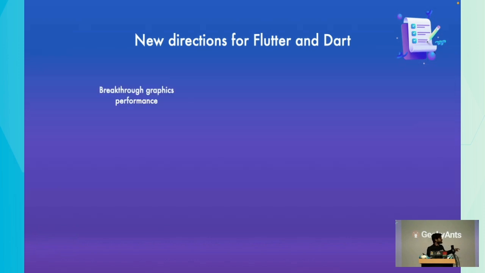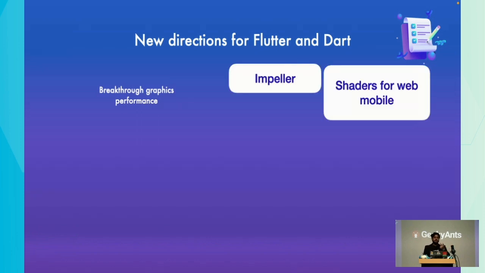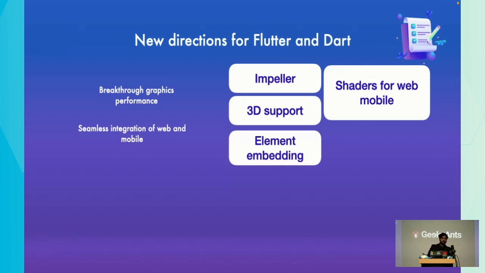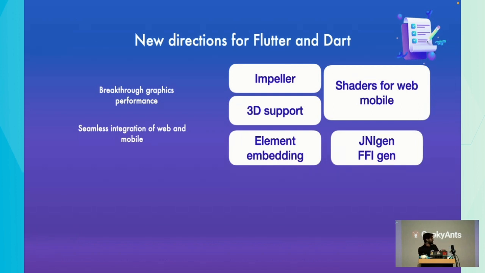Cool. So this is a very small slide which says what we got in Flutter Forward. There were some updates on graphics, for example Impeller and shaders, which you already saw. Then 3D support. If you don't know, go and watch the Flutter Forward video, you will be amazed with the 3D support part. Then seamless integration of web and mobile. Here we have element embedding, which you already saw. Then there is a JNI and FFI update as well.